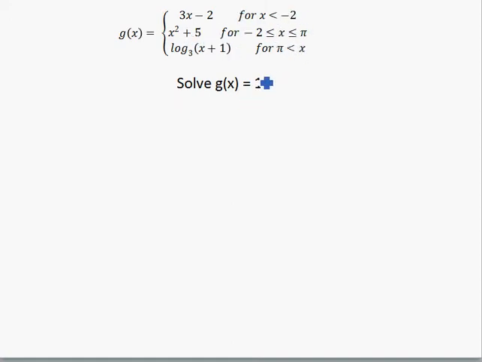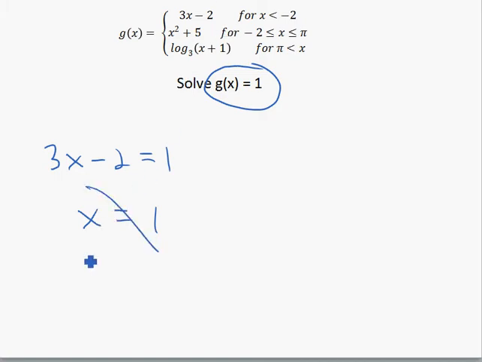So the main number we want to look at here is 1. We want to find out where each part equals 1. So where does 3x minus 2 equal 1? Well, that happens when x equals 1. You add 2, divide by 3. Okay, so 3x minus 2 equals 1 when x is 1. But 3x minus 2 for g of x is only defined for when x is less than negative 2. So 1 will never ever get plugged into this thing, so 1's not an answer.